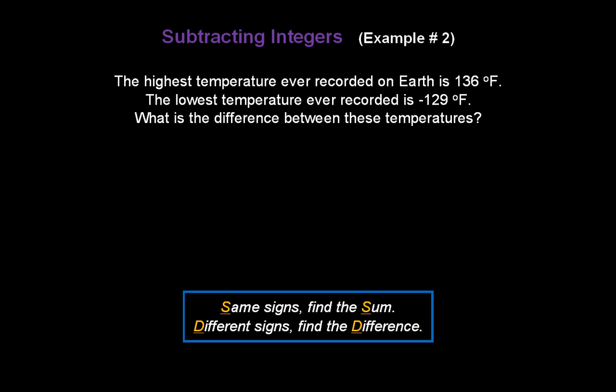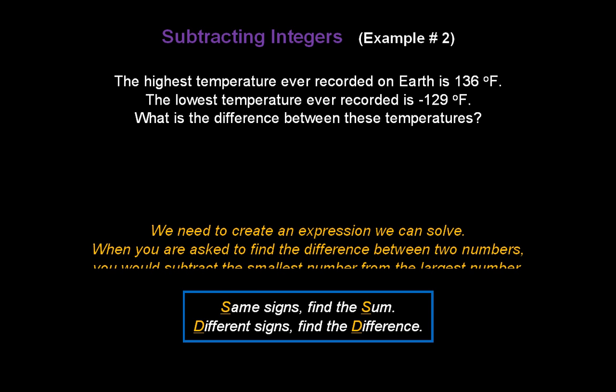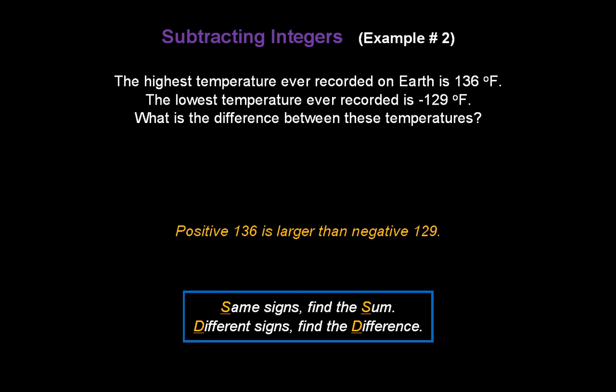Let's do one more problem, and we'll make it a word problem. The highest temperature ever recorded on Earth is 136 degrees Fahrenheit. The lowest temperature ever recorded is negative 129 degrees Fahrenheit. What is the difference between these temperatures? Well, we need to create an expression we can solve. And when you're asked to find the difference between two numbers, we know that's subtraction. We're going to subtract the smallest number from the largest number. In this case, positive 136 is larger than negative 129. So we're going to set up the following expression. The larger number, 136, minus the smaller number, negative 129.